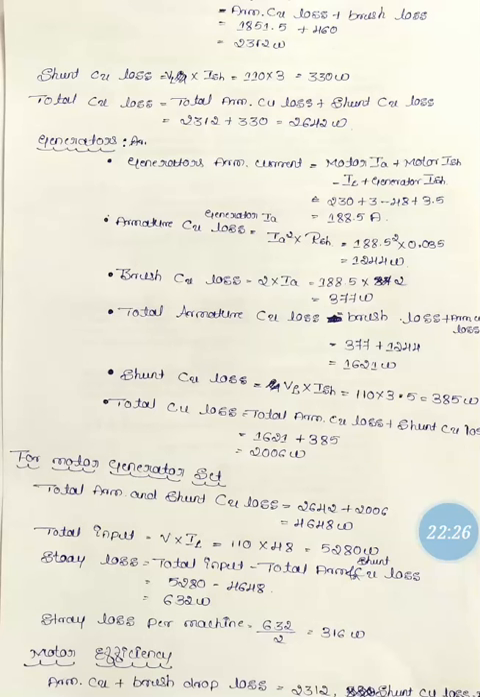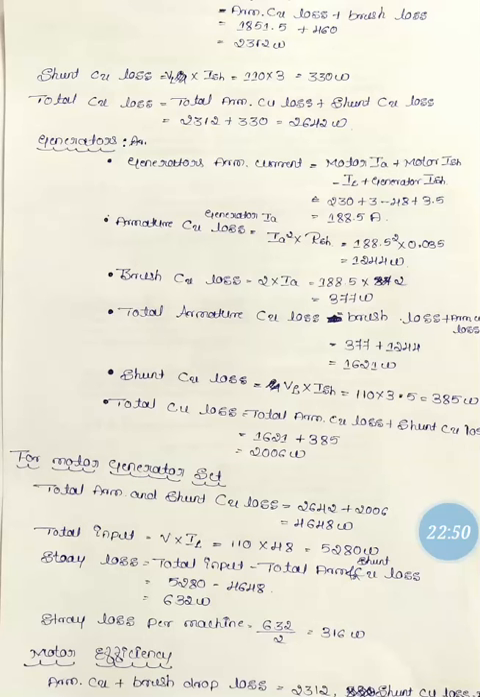The motor armature current is 230, the motor shunt field winding current is 3 ampere, and the line current is 48 ampere. This is the generator, and the generator shunt field winding current is 3.5 ampere. Then the generator armature current is 188.5 ampere.